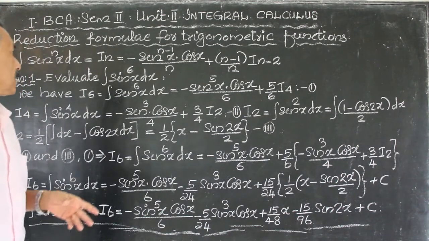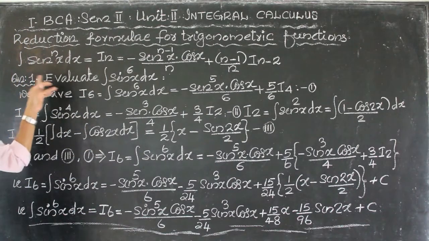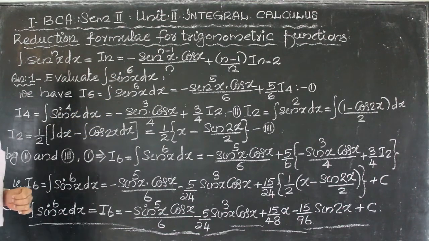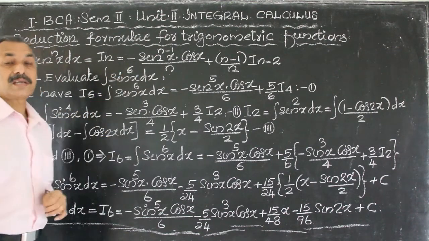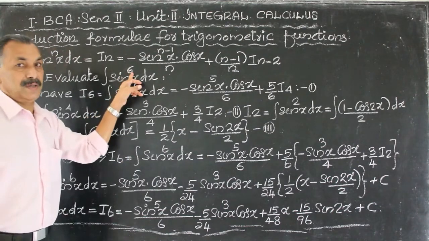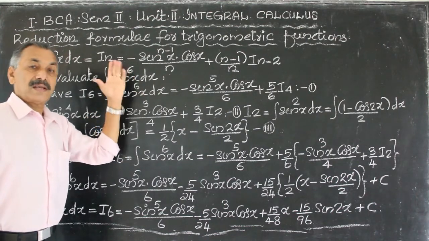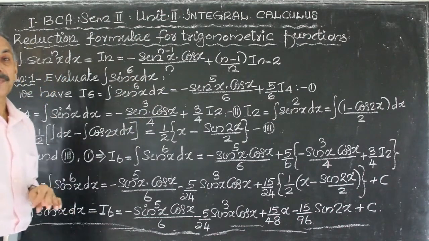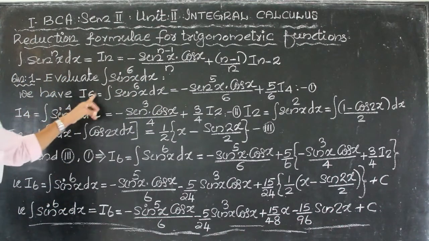Second, then the example. For example, question: evaluate the integral of sine raised to 6x dx. That means this is an even number. Sine raised to 6, or sine raised to 4, or sine square, or sine raised to 8. Okay. Well, later we have I 6.